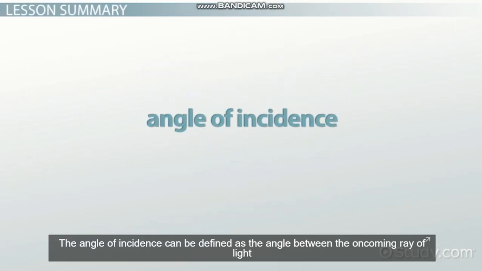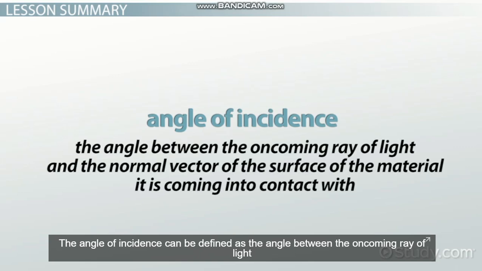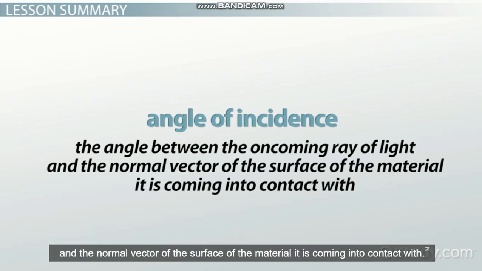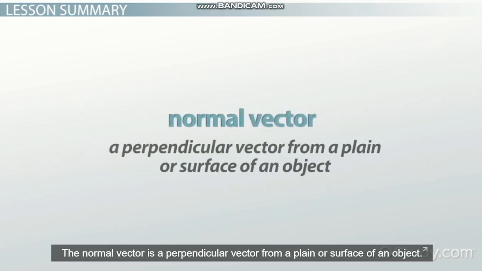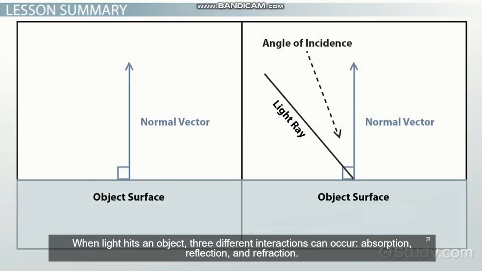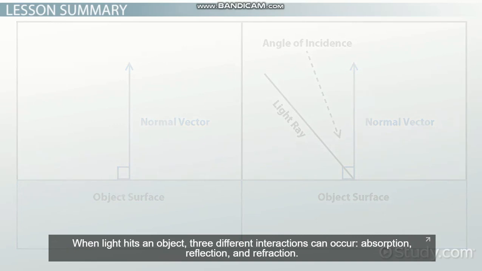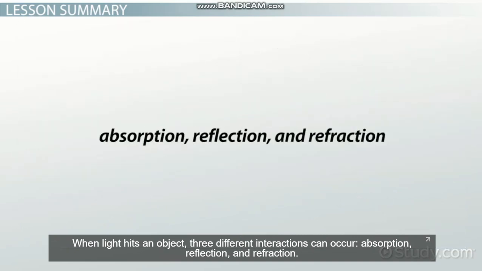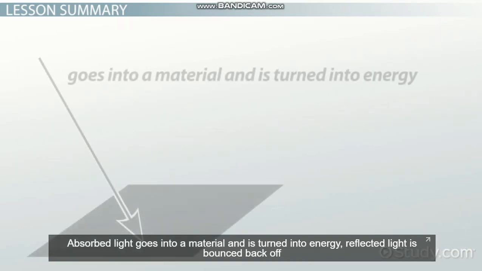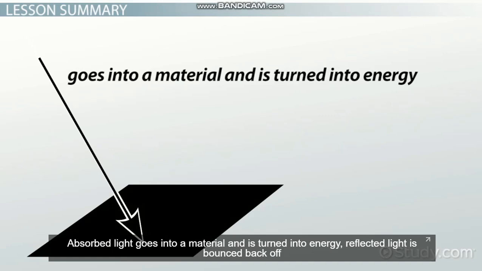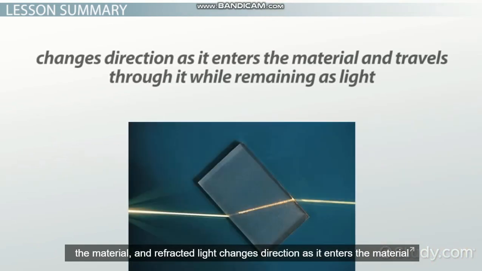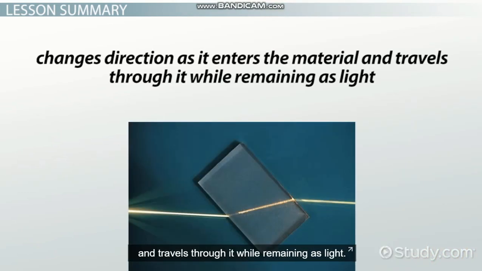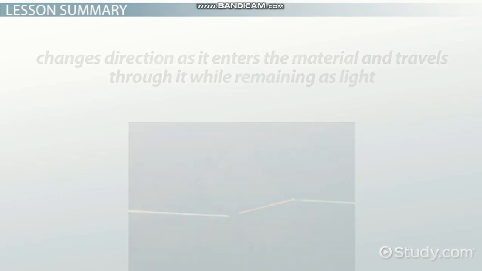The angle of incidence can be defined as the angle between the oncoming ray of light and the normal vector of the surface of the material it is coming into contact with. The normal vector is a perpendicular vector from the plane or surface of an object. When light hits an object, three different interactions can occur: absorption, reflection, and refraction. Absorbed light goes into a material and is turned into energy. Reflected light is bounced back off the material. And refracted light changes direction as it enters the material and travels through it while remaining as light.